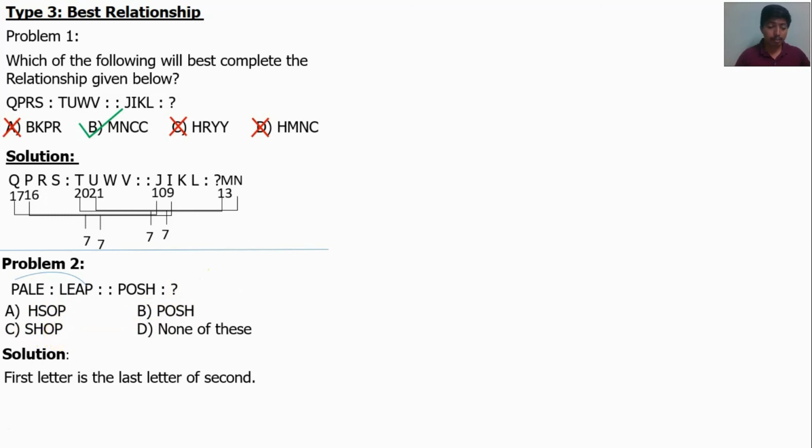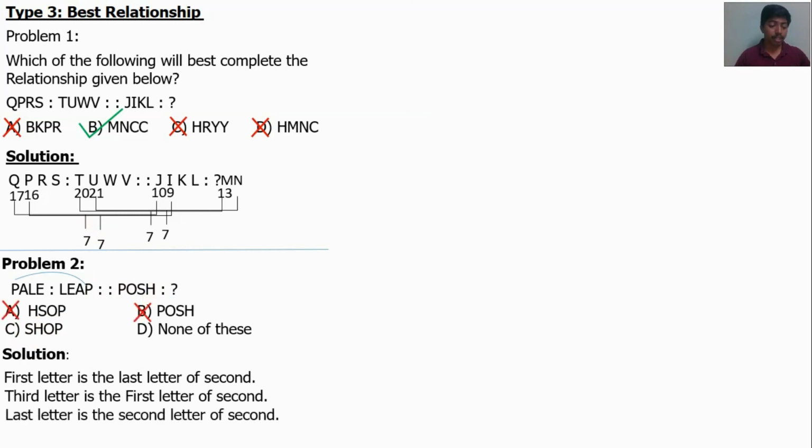Okay. Compare the second letter. The second letter is in the third position. Similarly, here the second letter O should be in the third position. In option A, O is in third position. In option C, O is in third position. Compare the third letter. In the first character, the third letter is the first letter of the second character L. So the third letter S should be the first letter of the missing character. So S should be first. So option C is correct. Okay.